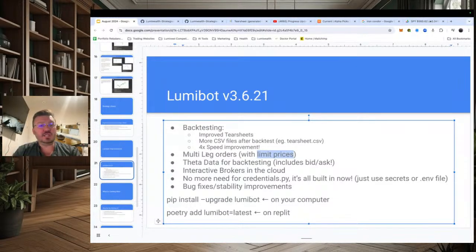So now we can place them as multi-legs with limit prices. We're getting much better fills. We're seeing that our algorithms are performing a lot better because of that. Right. So that's one big thing.